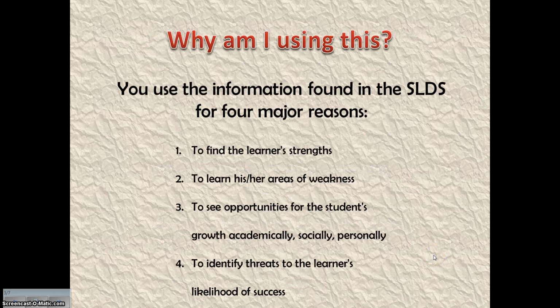All right, and why are you going to use this information? Well, you're using this information to find your class's strengths, find different students' areas of weaknesses, which will give you opportunities to find students' growth academically, socially, and personally, and to identify the threats to the learner's likelihood of success. In other words, if you're looking at attendance data and you see that a student's missing a lot and that's affecting their grades, well, you can pinpoint and try to get with the parents to find out why the student's missing a lot of school and bringing down their performance.